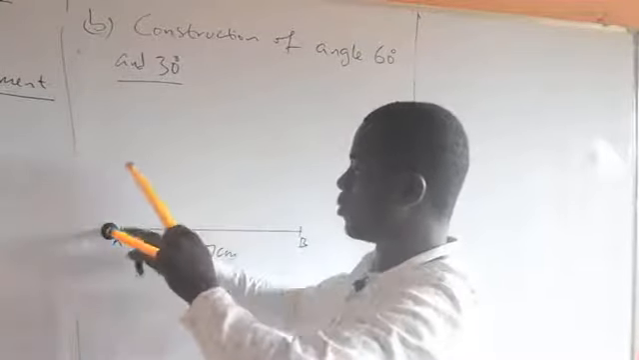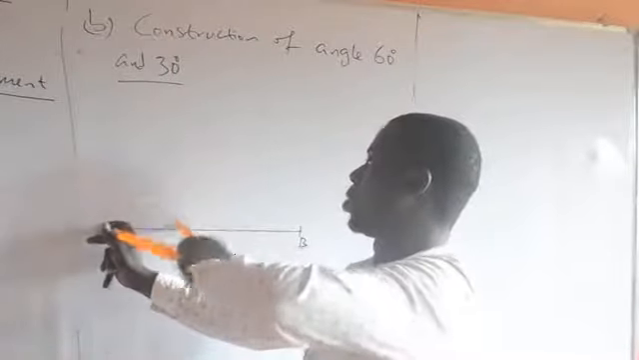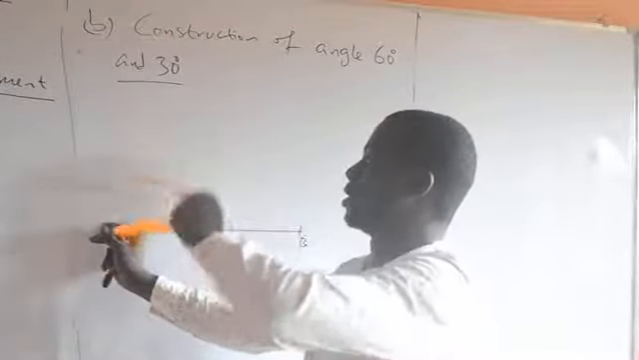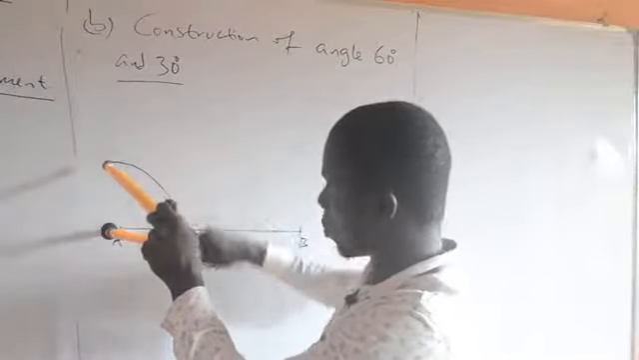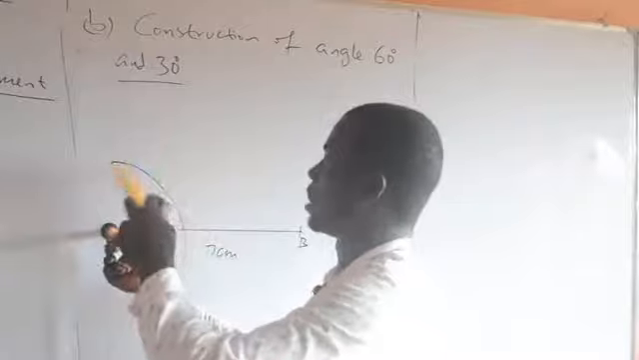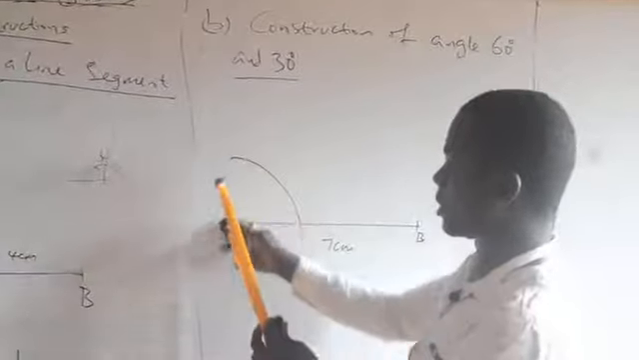Are you seeing it? Push it at this point. Draw an arc to cut line AB. Hope you are following. You draw an arc. Let me assume this arc now. You draw an arc to cut this line. Look at the arc. Now draw the arc at this point.